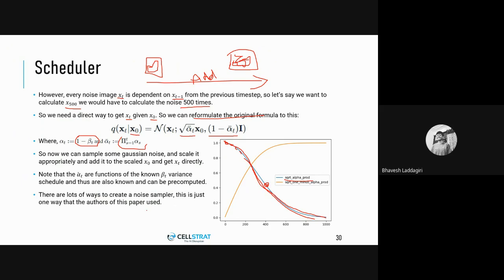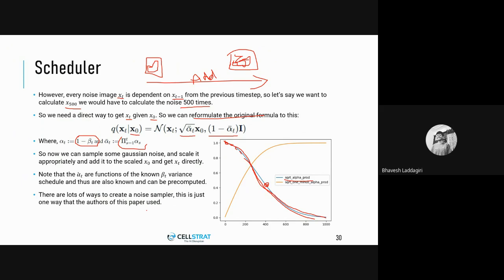And again, as I told you, this is just one approach this paper took to create the noise sampler, but there are multiple ways to do it. If you go today to any Stable Diffusion local deployment, it will have something like 10 schedulers that you could use. So at inference time, we can use different kinds of schedulers.